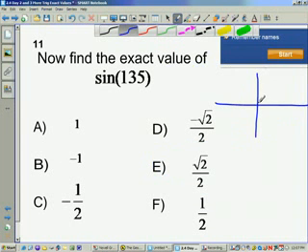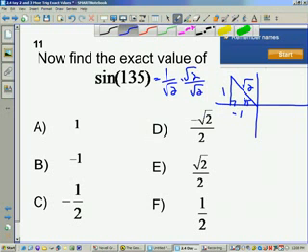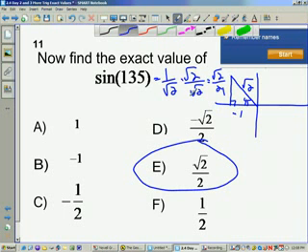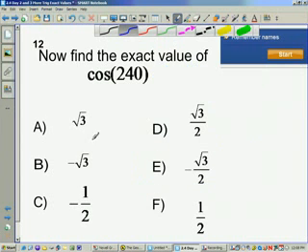Sine of 135. Now if I do 135, draw my reference triangle, that's going to be a 45-45-90 triangle. So I have 1, 1, root 2 again. However, this time we go 1 to the left, so that should be a negative 1. Even though that doesn't really affect the problem, we have 1 over root 2, which is again root 2 over 2. Now just because the first two are root 2 over 2 doesn't mean they're all going to be. Let's try cosine of 240.